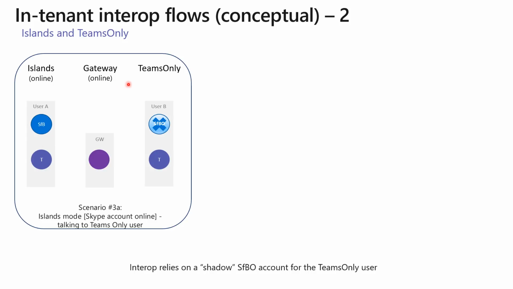They are going to be communicating with a Teams-only user, which is user B. Again, user B does in fact have a Skype for Business Online account, but that account is not available because they have been upgraded to Teams, hence they are in Teams-only mode. And as mentioned before, we have our interop gateway available, which again is part of the service, not anything that you need to enable or configure.